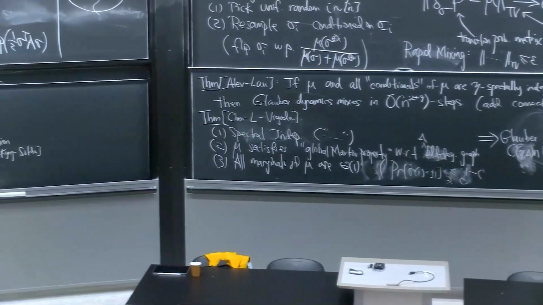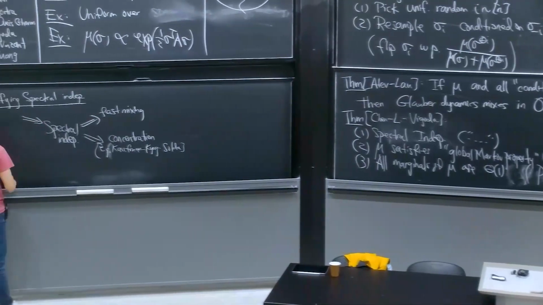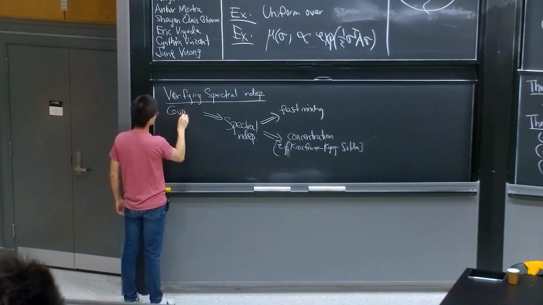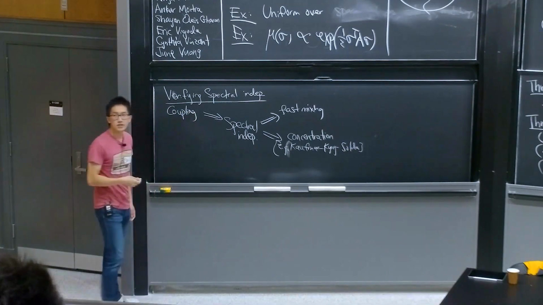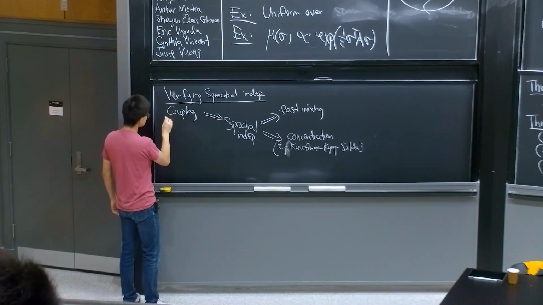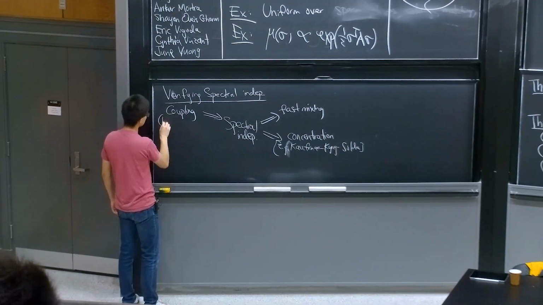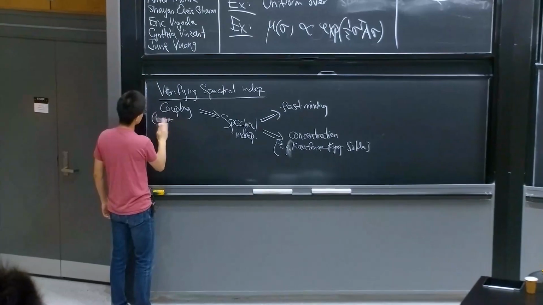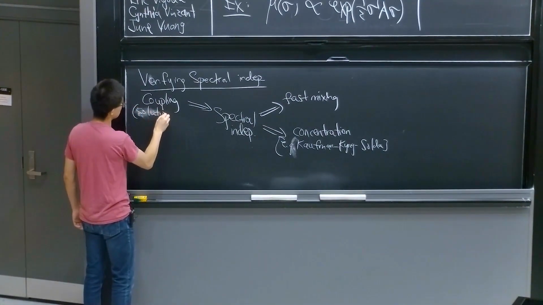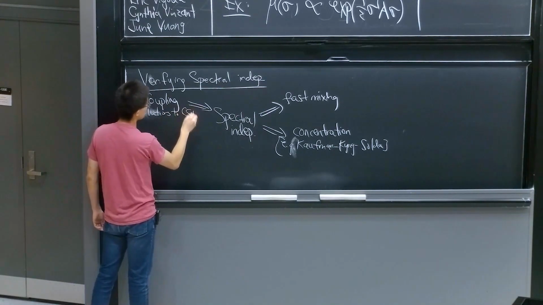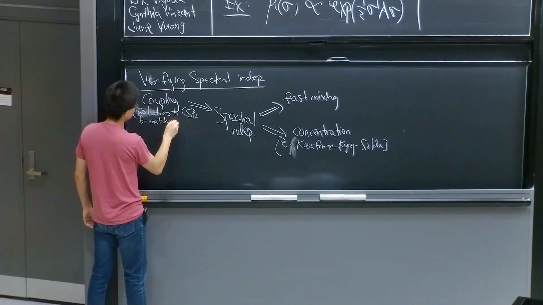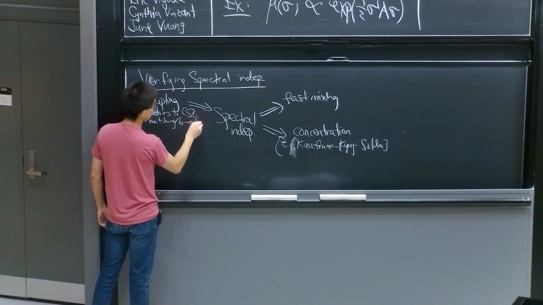Now, what are the techniques that we know? For instance, coupling, or various incarnations of it, will imply spectral independence. Some examples of applications where this has been used: CSPs, B matchings, B edge covers, and so on.